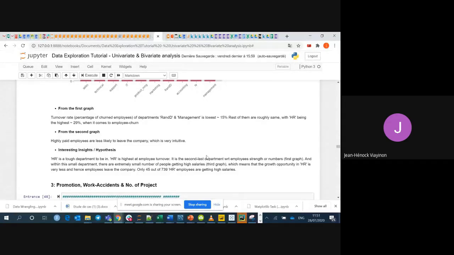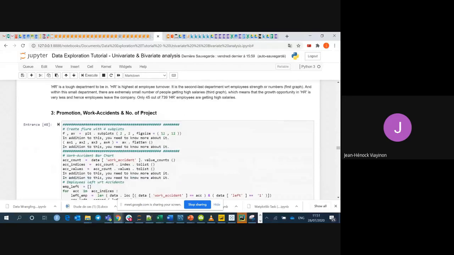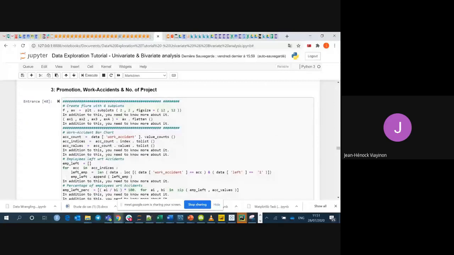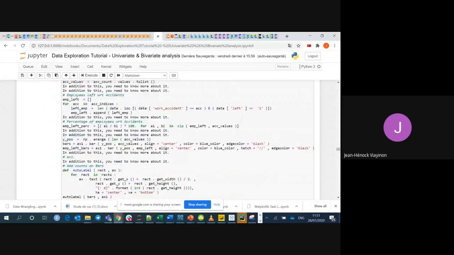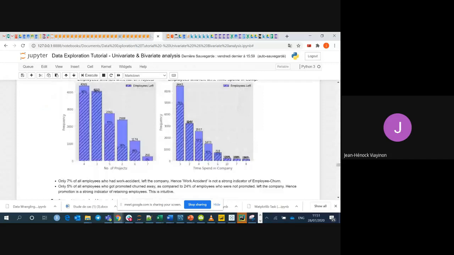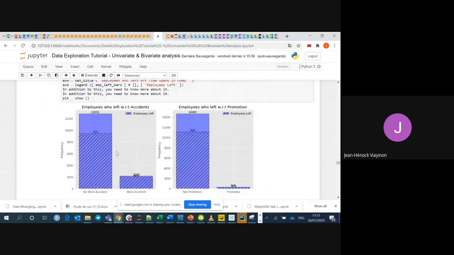So apart from that, if I'm not getting my answer now, I can come up with some next variables that are less important than the ones I just analyzed. So like work accident, number of projects. So I could be exploring those now versus the left status. Here, the number of work accidents. So in terms of frequency, you have it. So now the promotion. If I actually get a promotion, I will just stay.